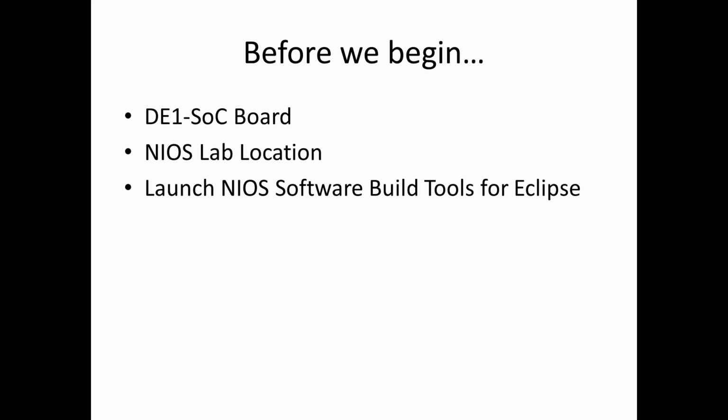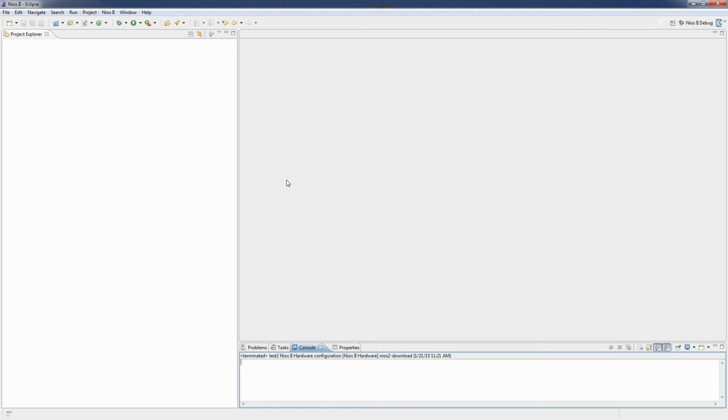Before we begin, you need your DE1 SoC board powered up and plugged into your USB port on your computer. You need to remember where you saved your NIOS lab from the last video. We need to be able to find a couple of files in there. And then before we begin, you should also launch the NIOS software build tools for Eclipse. And again, please remember to use version 13.1. That is extremely important. Okay, as you can see, I've launched NIOS software build tools for Eclipse.